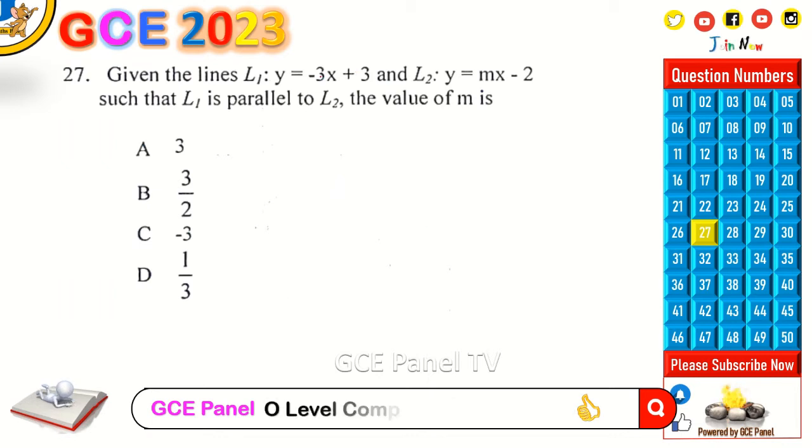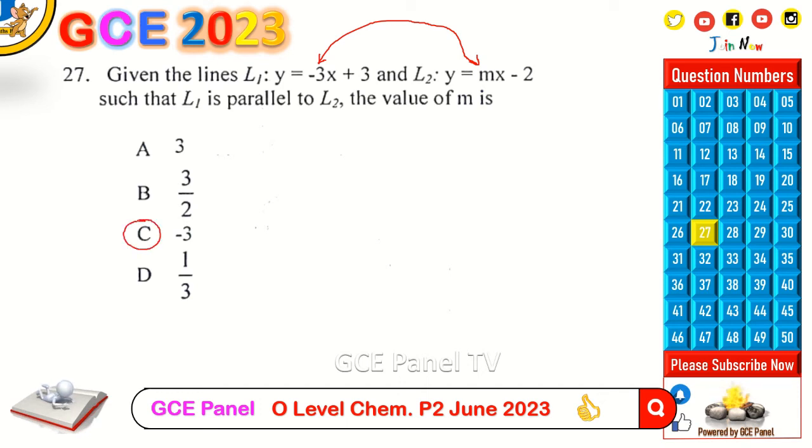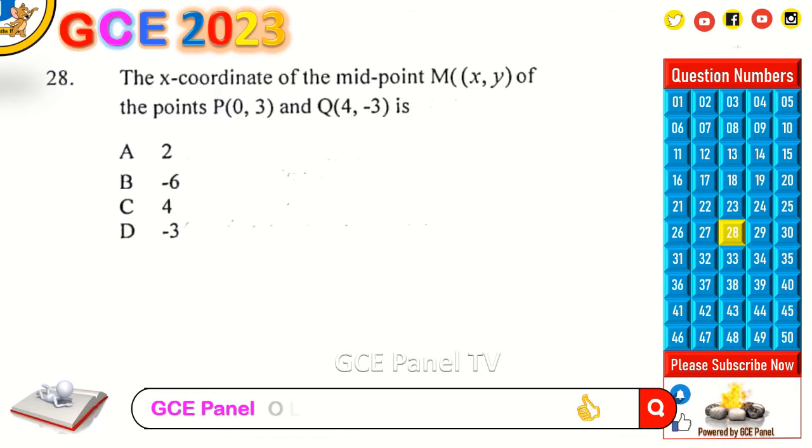Given the lines L1 such that y equals negative 3x plus 3 and L2, y equals mx minus 2, such that L1 is parallel to L2, the value of m is? If two lines are parallel, then they have the same gradient. So the gradient here is negative 3, while the gradient here is m. Since these two lines are parallel, the gradient of the first line is the same as the gradient of the second line. Therefore, m is negative 3. No working, the answer is already there, just to collect Form 1 and Form 2 work. We thank the people who set this exam this year.